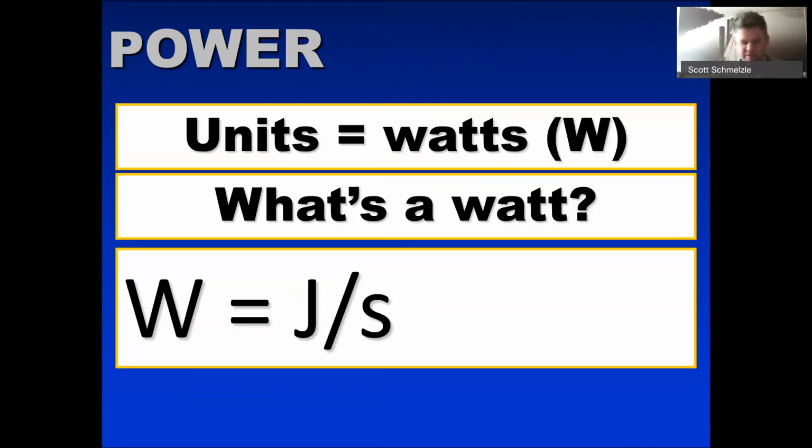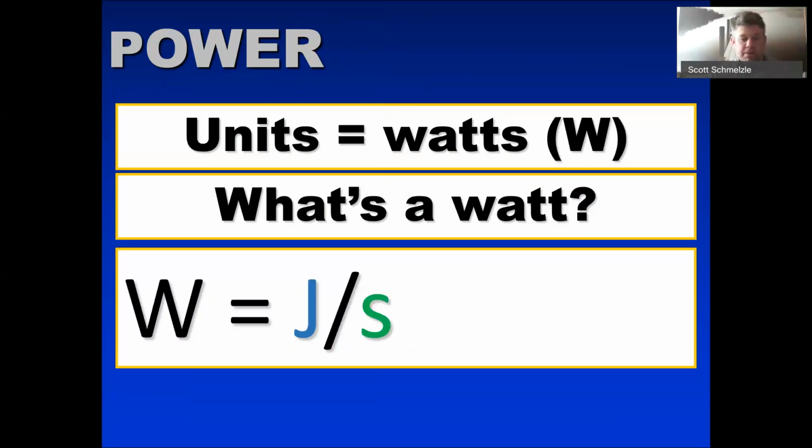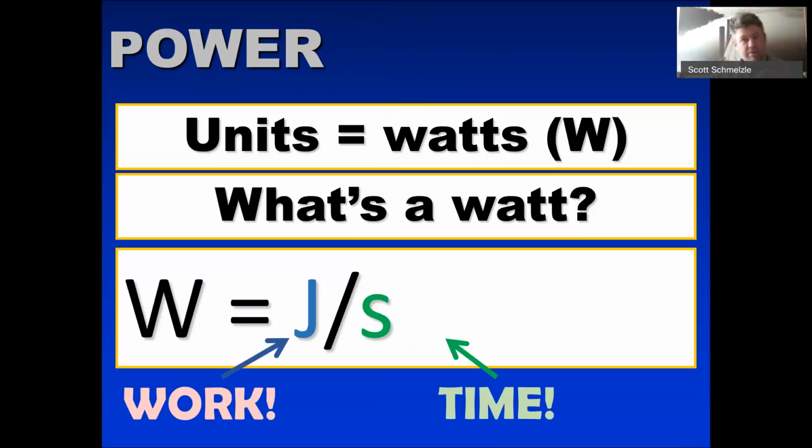I'm sorry. A watt is a joule per second. Okay. Now, yeah, we could go into more detail, more depth with how that joule is actually broken down into kilograms and meters and stuff like that, but we're not necessarily going to do that per se. So when we look at it being a joule per second, that's work, that's time.